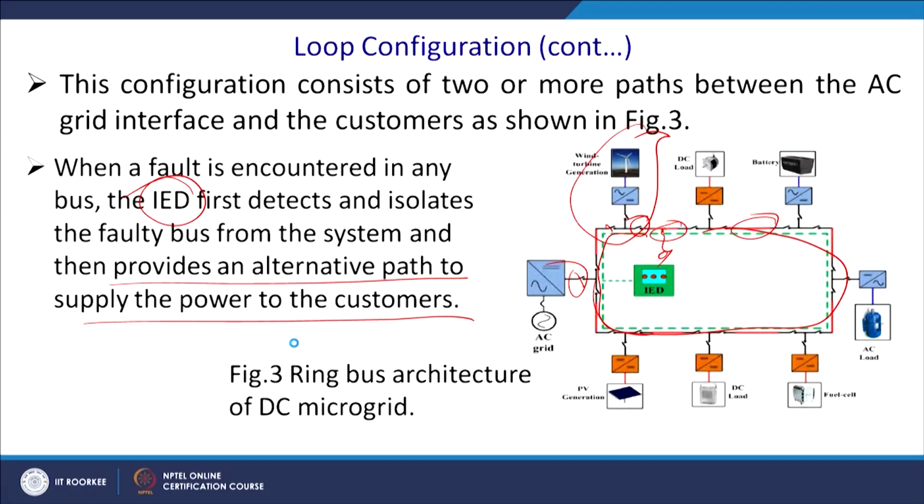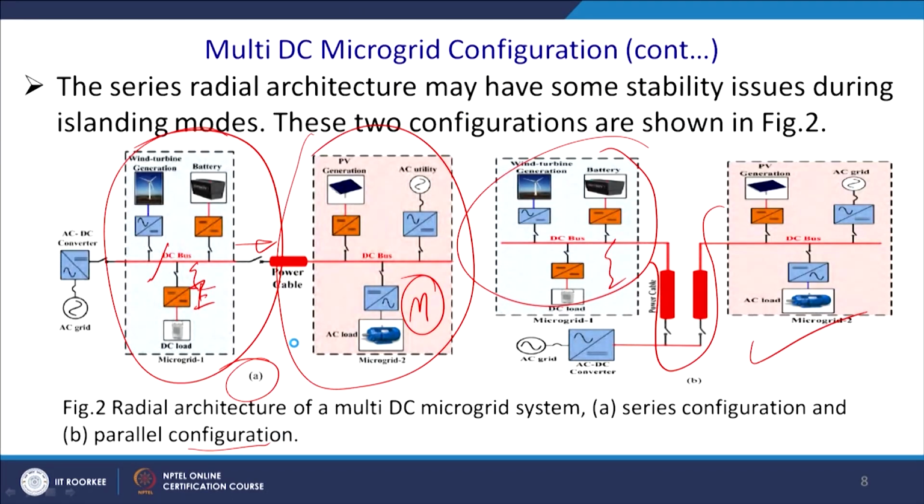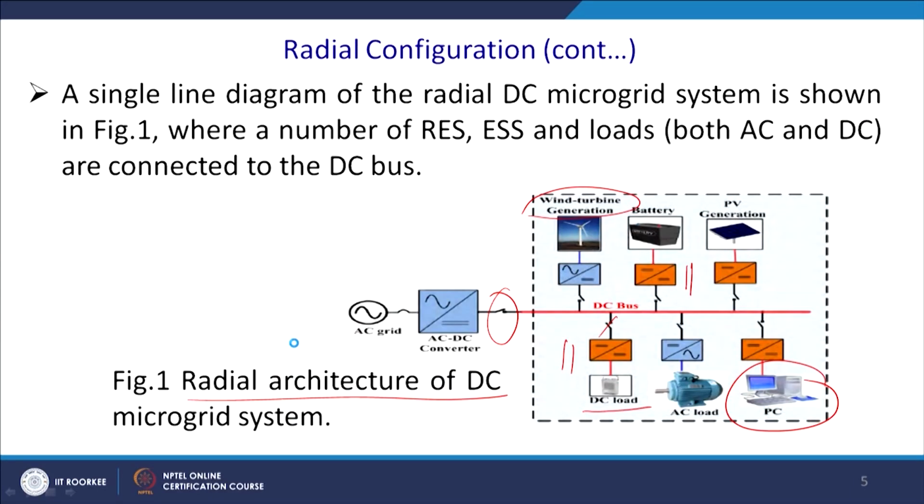So, while considering your different mesh type, radial type, different kinds of DC microgrid, the first one we have discussed is the radial type. This is the simplest configuration and it does not have any fault tolerant capability. So, that is your simple radial system, and radial system can be classified into two elements, that is series and parallel. That is something I have shown here.